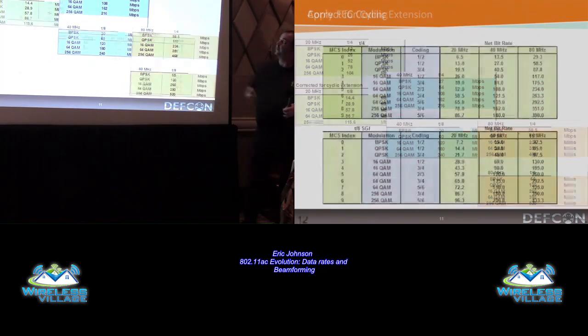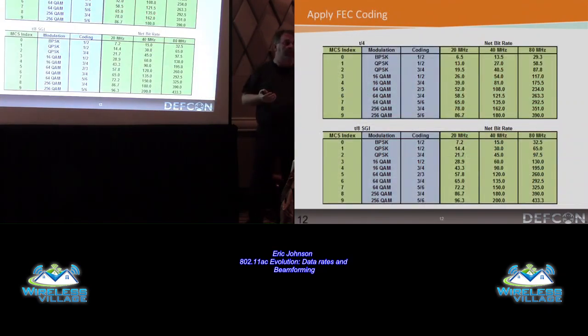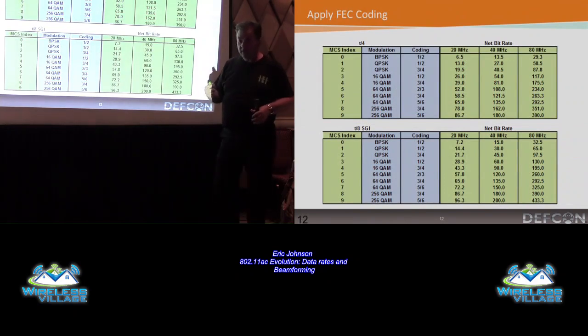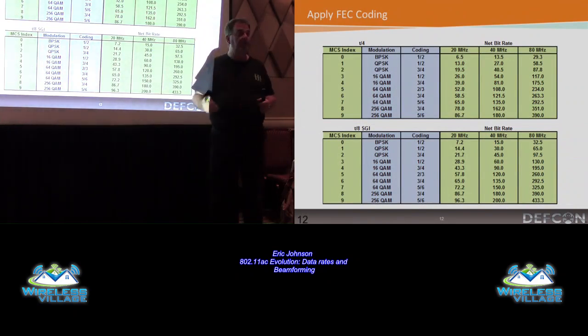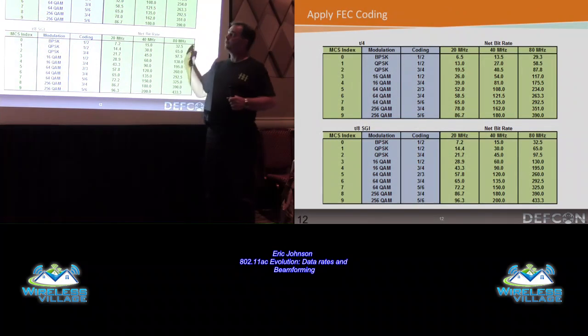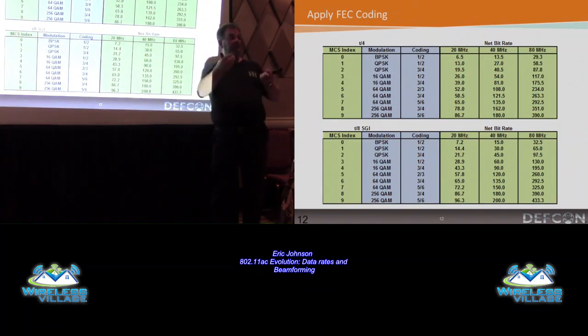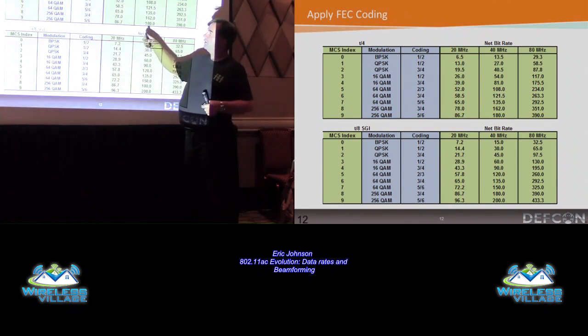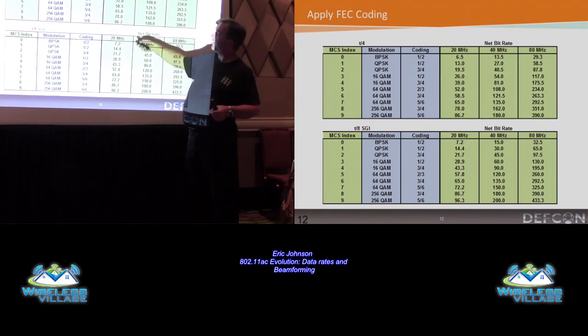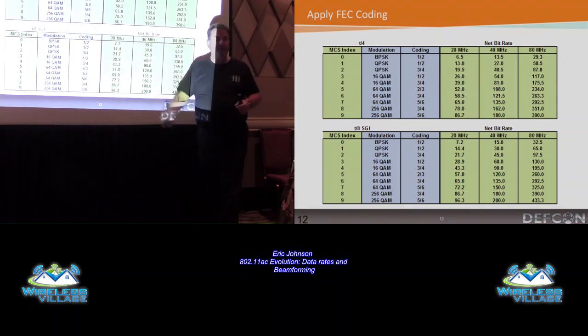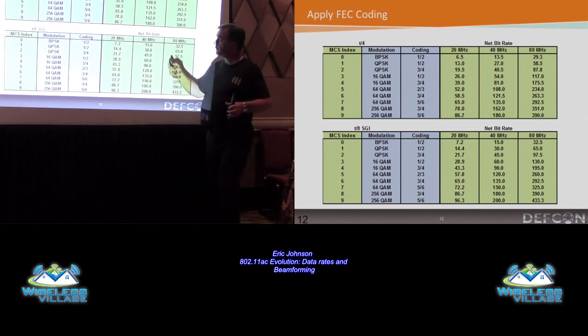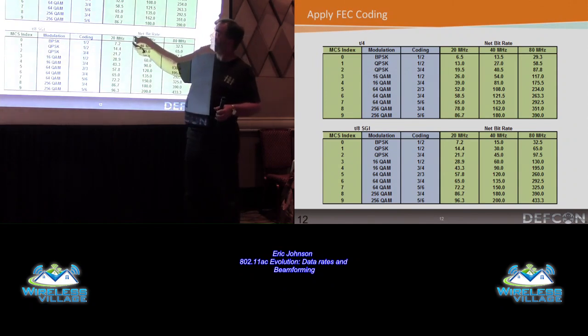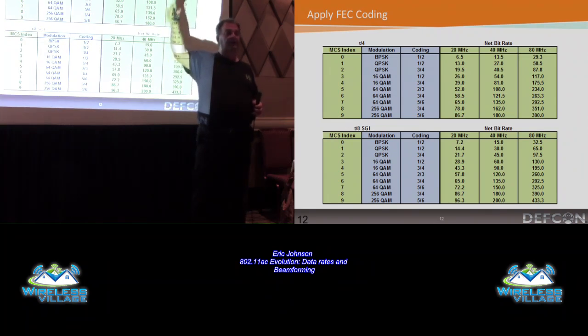All right, now adding the next layer, this is the forward error correction. Again, this is redundant information put into the transmission so the receiver can actually detect and correct bit errors. Depending on the coding depth, or the forward error correction depth, it tells you how many bits you can correct. So when we do that encoding, this is the most robust.